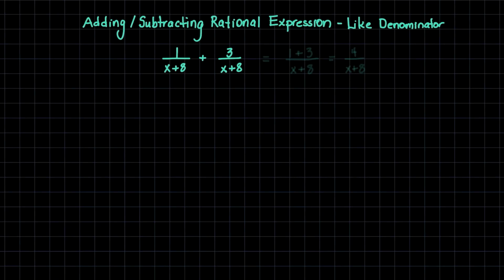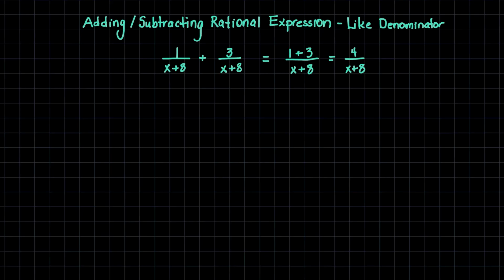All right, let's get started. We've got 1 over x plus 8 plus 3 over x plus 8. Remember, all this means is we have something split into equal pieces that are this arbitrary x plus 8 size. We don't know what that is. What we do know is we have one of them and we're going to add 3 of them to the other. So we now know when we're adding or subtracting rational expressions, we just add the numerators, keep the denominator the same. So this is 4 over x plus 8.